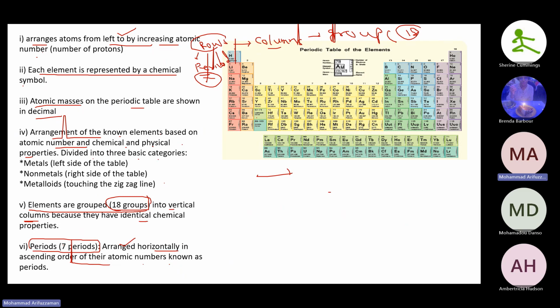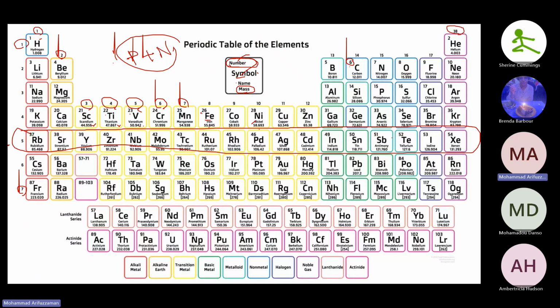Now let's see the basic pattern or categories of the periodic table. The left side of the table represents metals. You can see these all are metals. If I make a line, I think the next slide will show it better. We can make a line here. So these are the metals. These all are metals. And the right side is non-metal. So these are the non-metals.